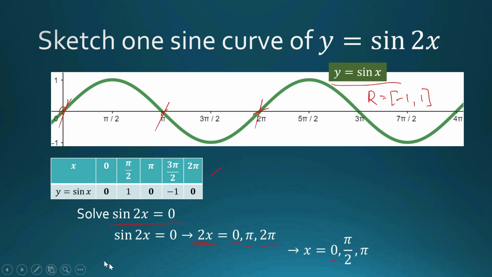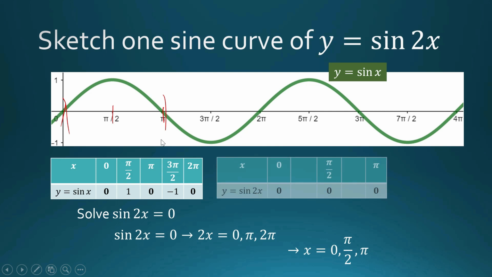So right away, you can plot those points. Your graph will intersect the horizontal axis when x is equal to 0, when x is equal to pi over 2, and then pi. And so this interval will contain one sine curve. Next, you know that between 0 and pi over 2 and between pi over 2 and pi, your function will achieve the maximum or the minimum.